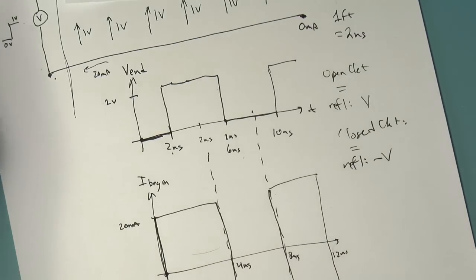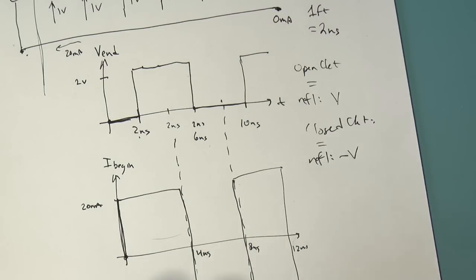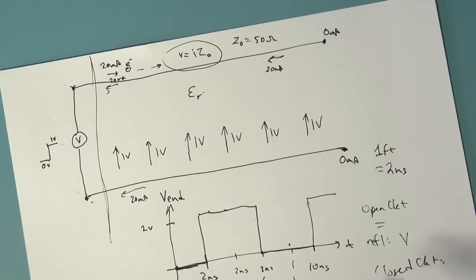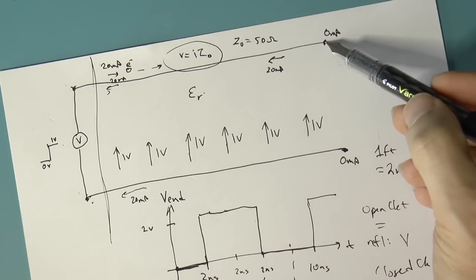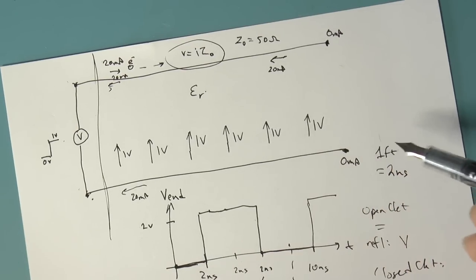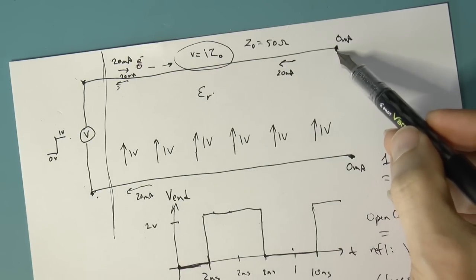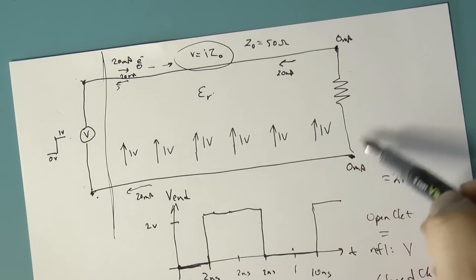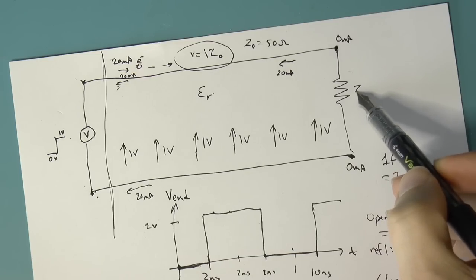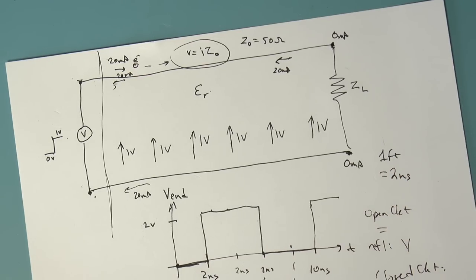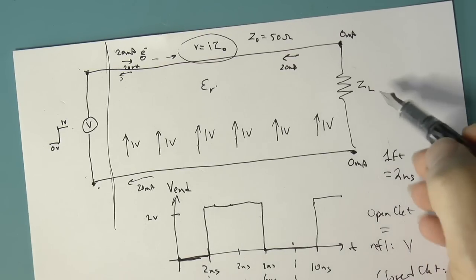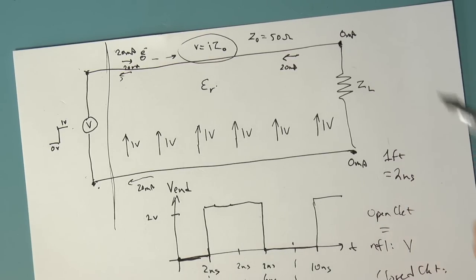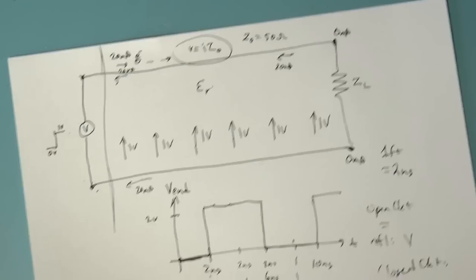All right, now what happens if the termination of the transmission line were something in between an open circuit and a closed circuit? In other words, what happens if you had some load resistance, which we'll call ZL? I'm using Z instead of R because it doesn't necessarily have to be a purely resistive component. It's just an impedance.